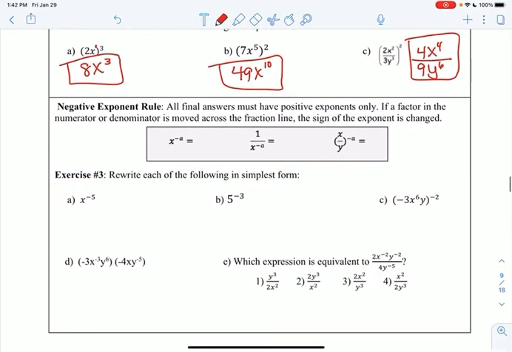Negative exponent rule. So basically the way that I make a negative exponent positive is that I just put it in the denominator of the fraction. So this is 1 over x to the positive a. So when you're doing this, all final answers must have a positive exponent only. If a factor in the numerator or the denominator is moved across the fraction line, the sign of the exponent is changed. So to make a negative exponent positive, you move it to the other side of that fraction. So numerators will move to the denominators, denominators will move to the numerators.